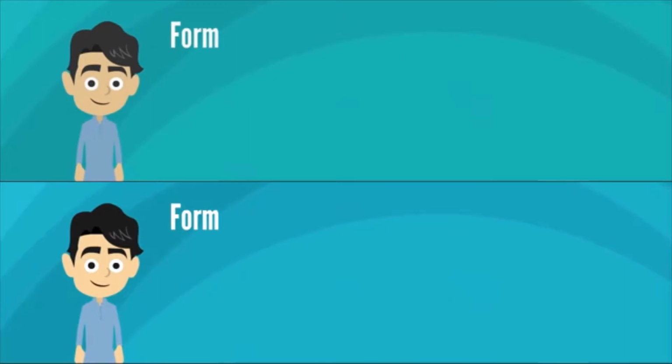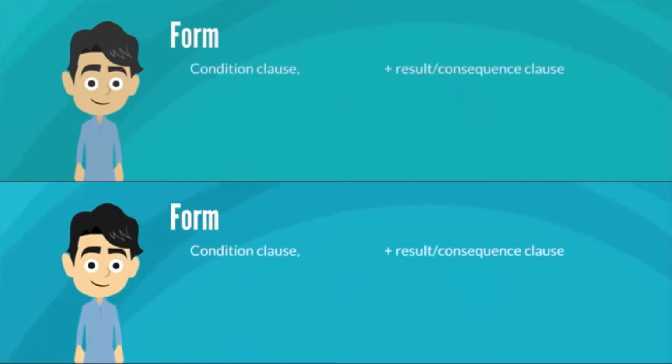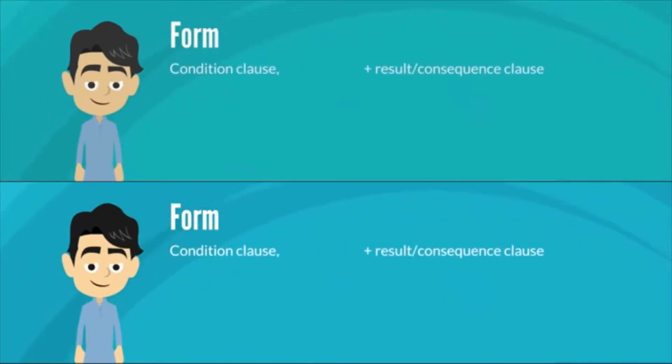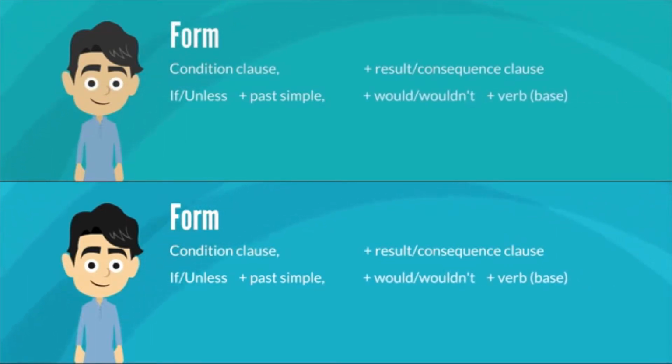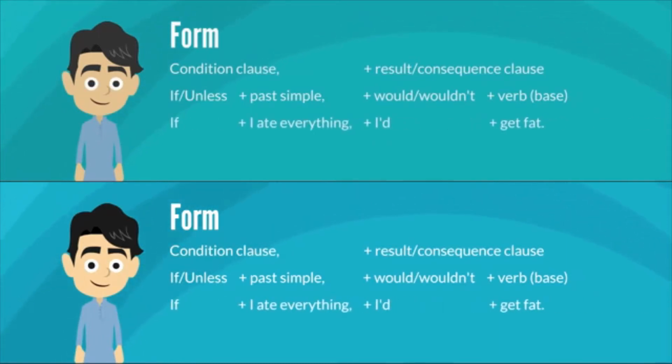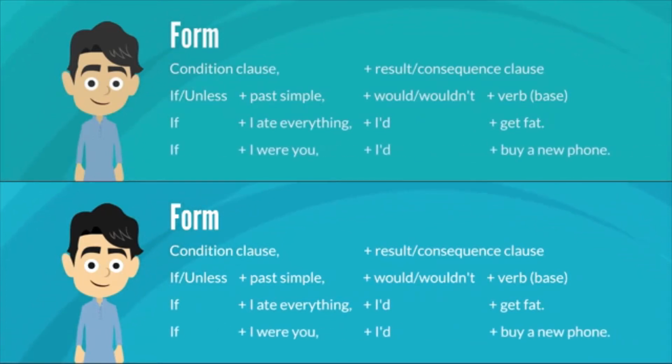The form of the second conditional is condition clause, comma, plus result or consequence clause. The condition clause is if or unless plus past simple, and the result or consequence clause is would or wouldn't plus verb in the base form. For example, if I ate everything, comma, I'd get fat. If I were you, comma, I'd buy a new phone.